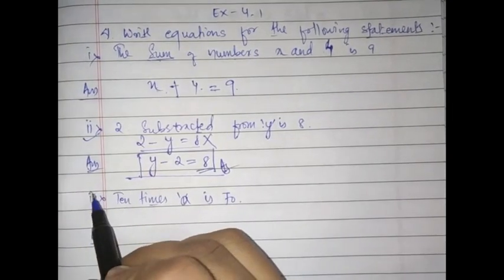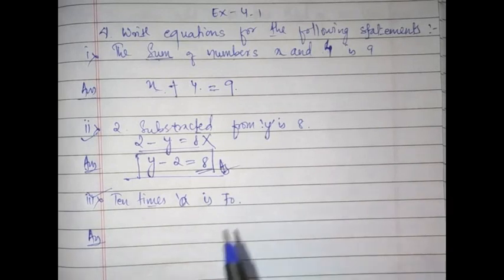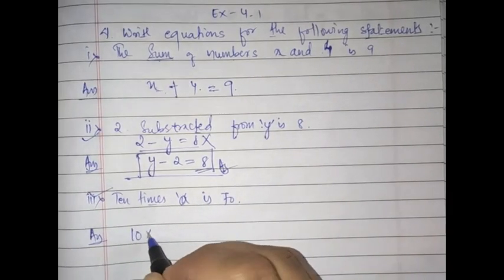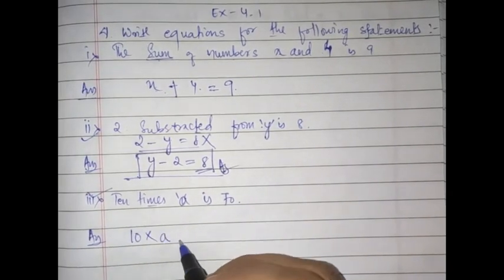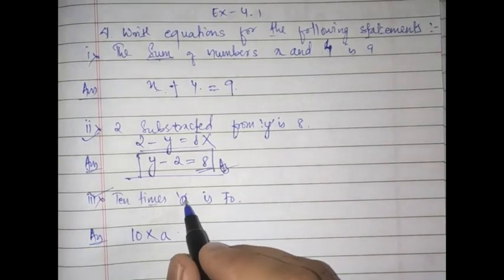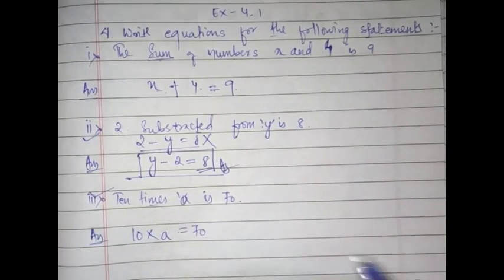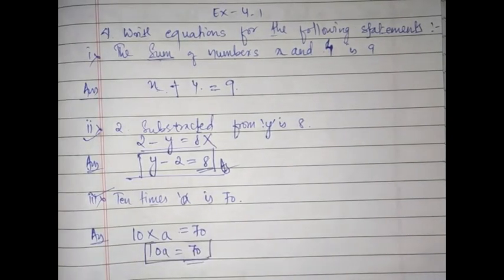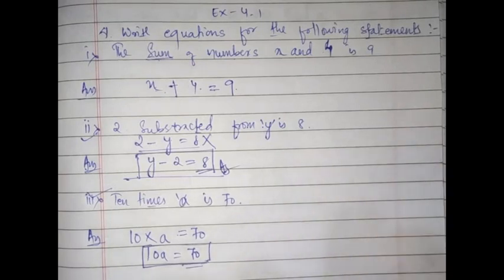Number 3, 10 times a is 70. 10 times means multiplication. 10 times a is 70. This means 10 into a, which is 10a, is equal to 70. So this is the equation. I hope you have understood.